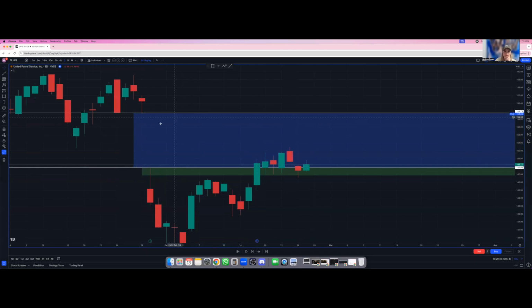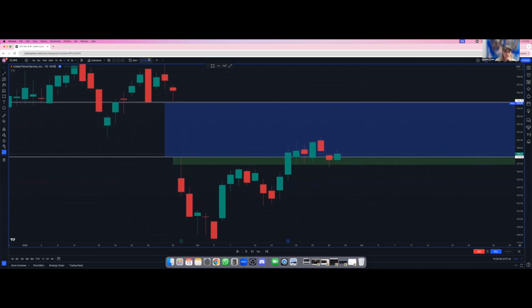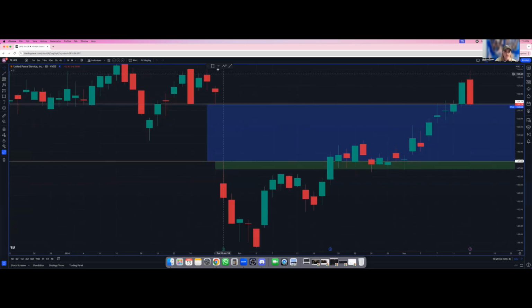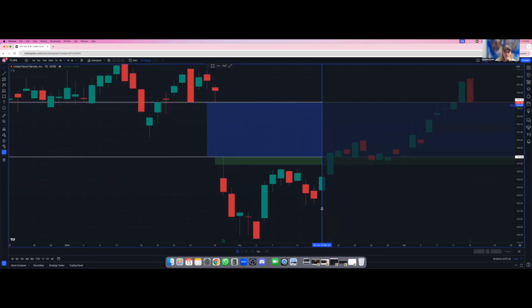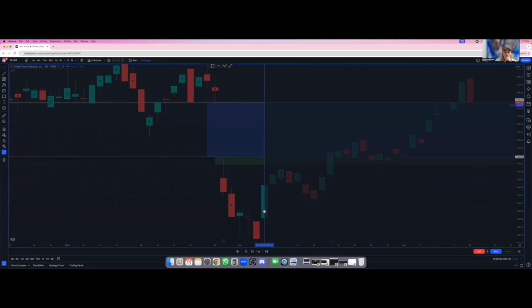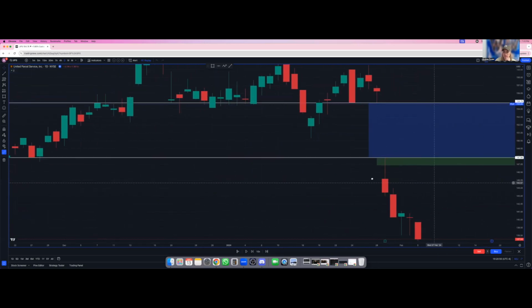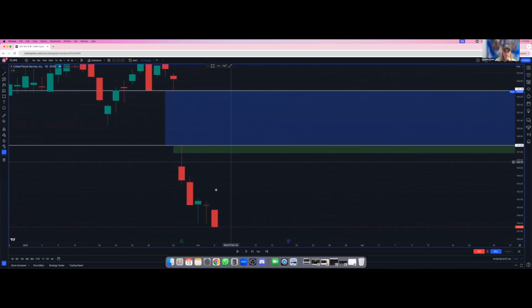So this entire area was a gap because I'm gonna start from before. Before I entered anything, this is how UPS was looking, right? This is how UPS was looking. So we have a huge gap here from earnings.